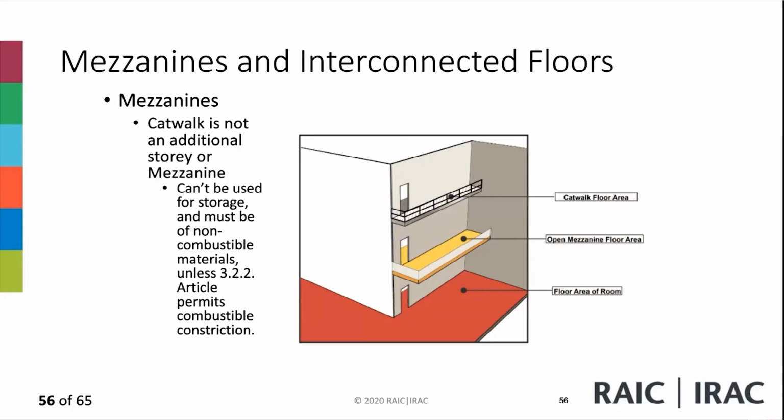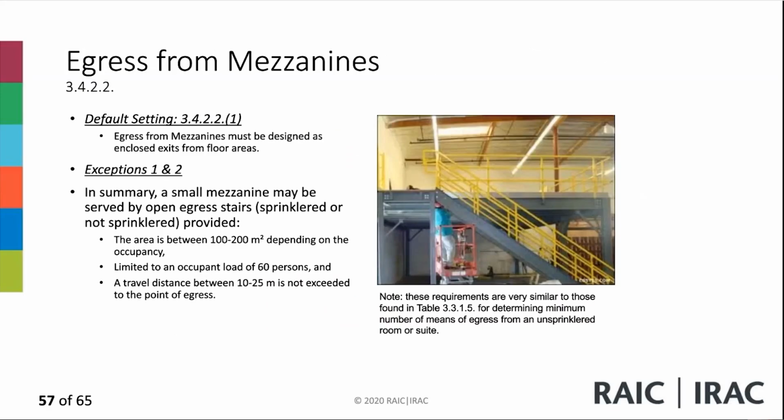Catwalks, this is the provision for catwalks. And the egress for mezzanines, the mezzanines have egress provisions specific to them in 3.4.2.2. They must be designed as enclosed exits from floor areas. There's a couple of exceptions related to egress from mezzanines. Small mezzanines may be served by open egress stairs. That depends on their area and the travel distance to the point of egress. This is all in 3.4.2.2.